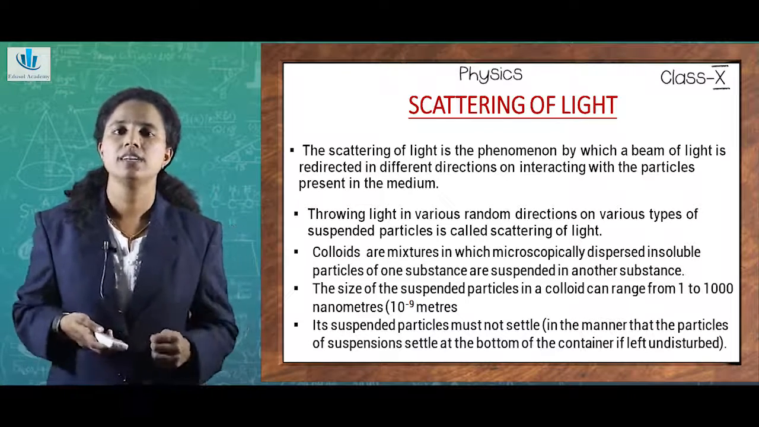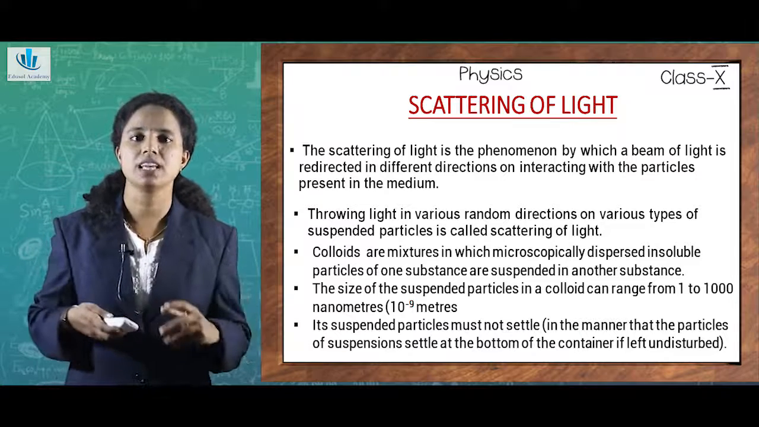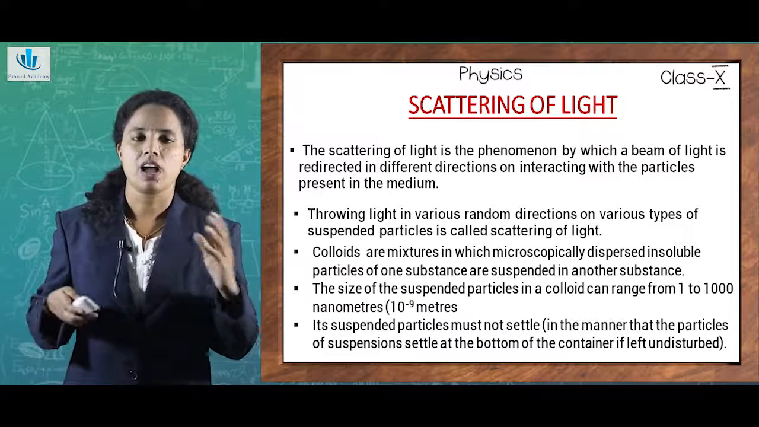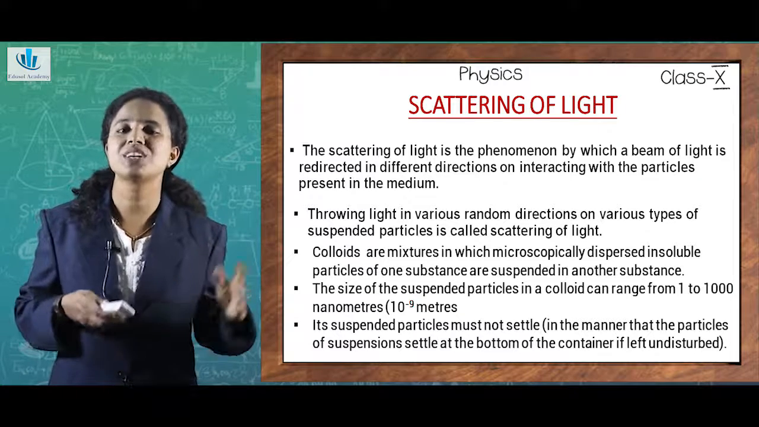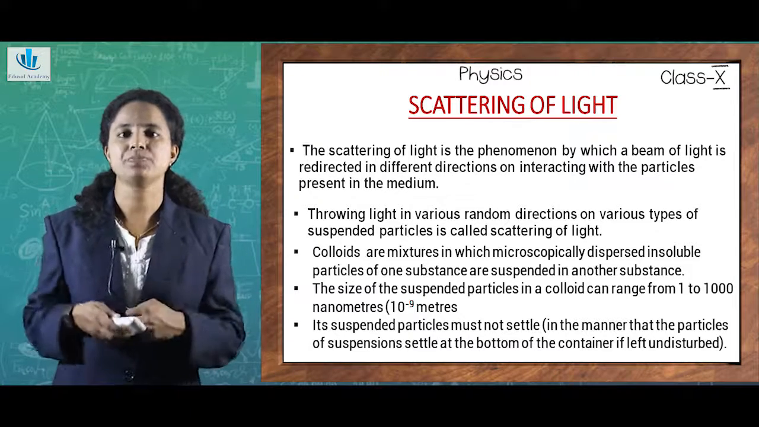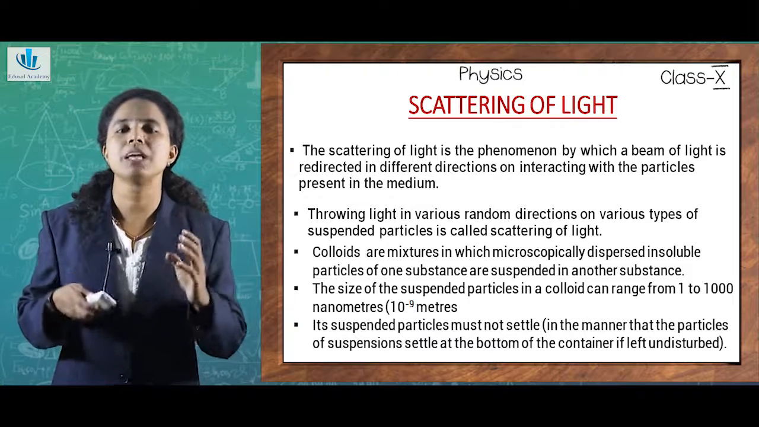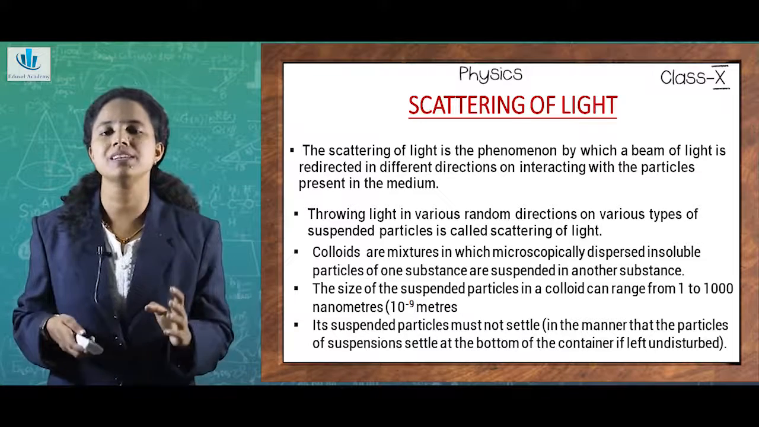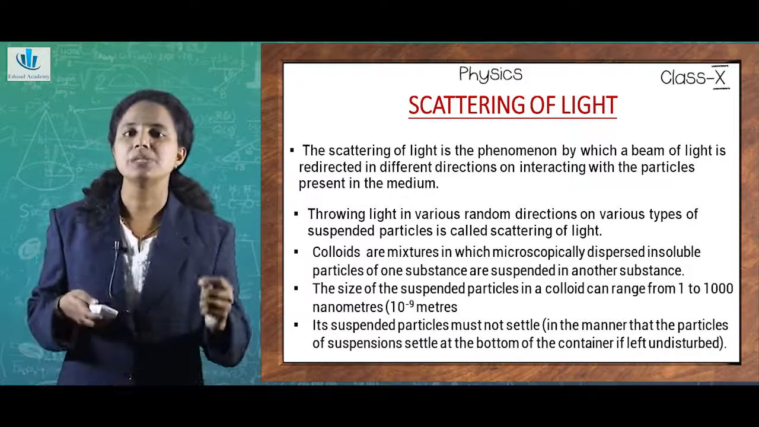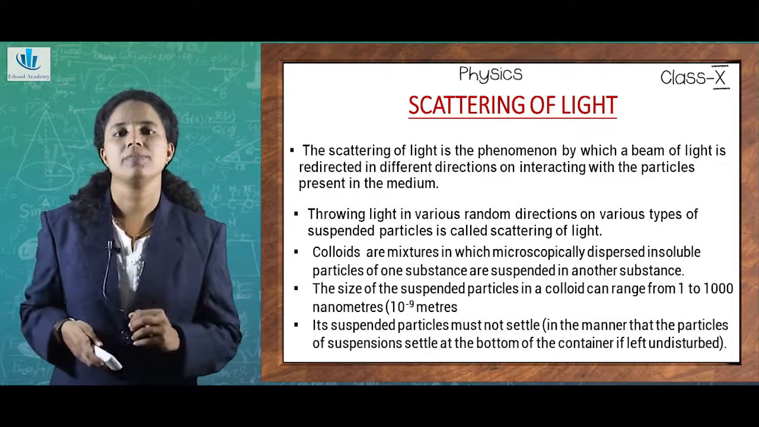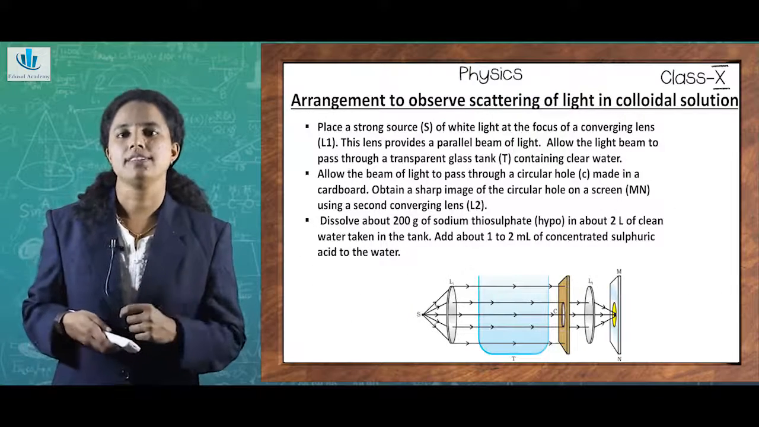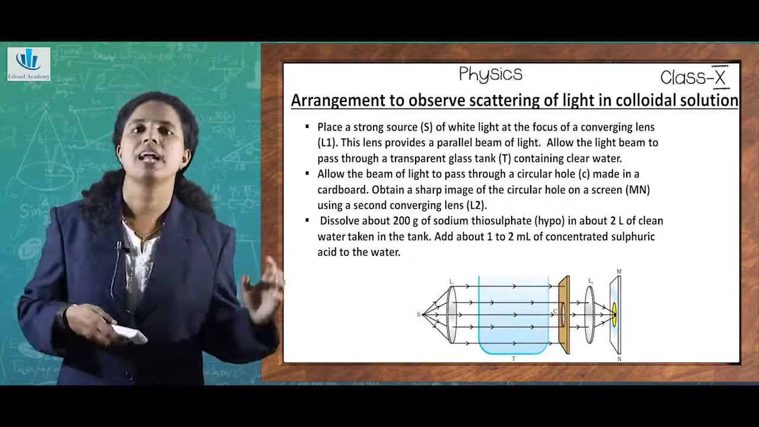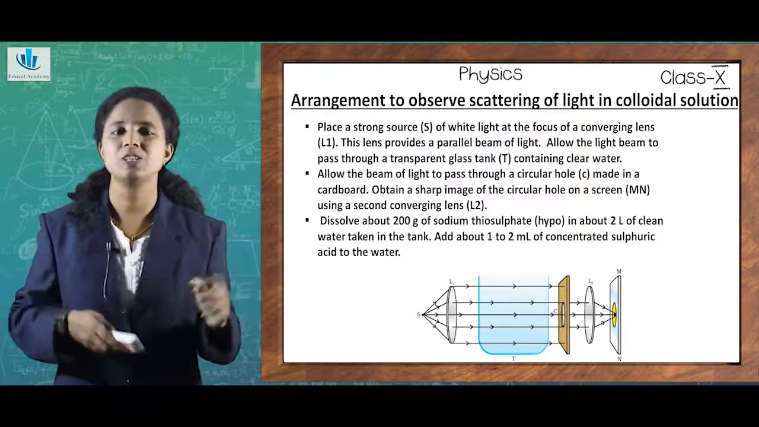In a colloid, the size of the suspended particles can range from almost 1 to 1000 nanometers, that is about 10 raised to minus 9 meters. And one of the main peculiarities of these colloids, which are mixtures, is that the suspended particles will not settle in the case of colloids. So we need to understand how scattering of light happens in colloidal solutions.